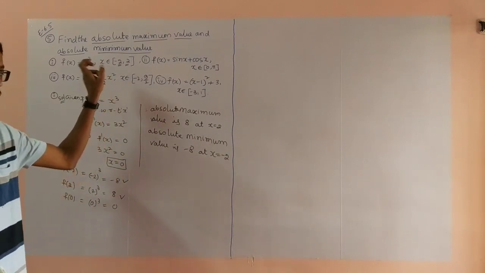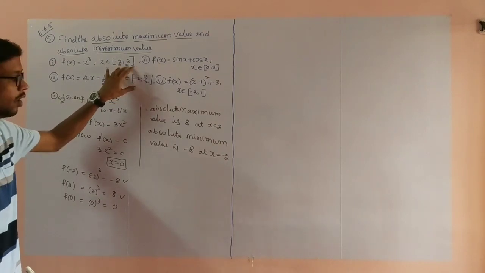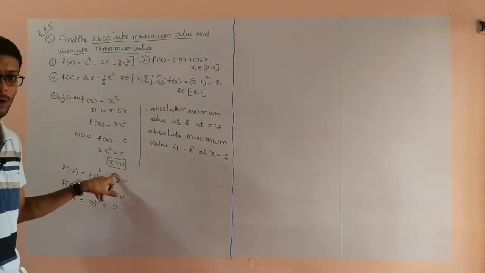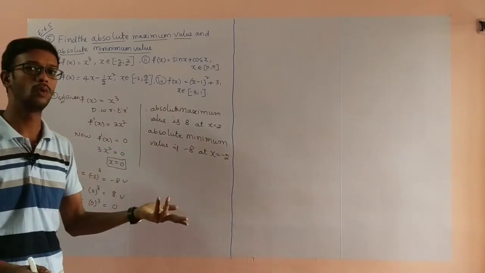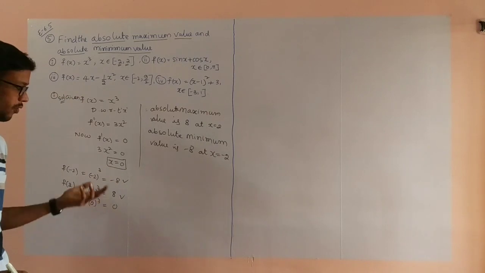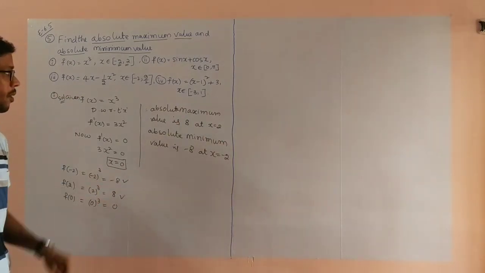When they are giving closed intervals, you have to find the f value at the end points and at the critical points. If you get one critical point, you substitute that one. If you get two critical points, you substitute both, and find which is minimum and which is maximum. That only we have to find. One more problem I'll explain here.